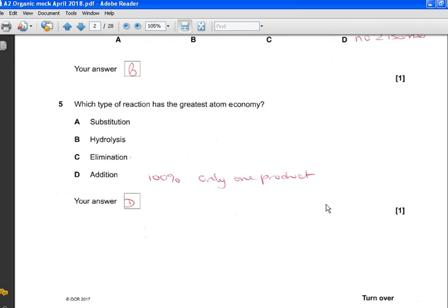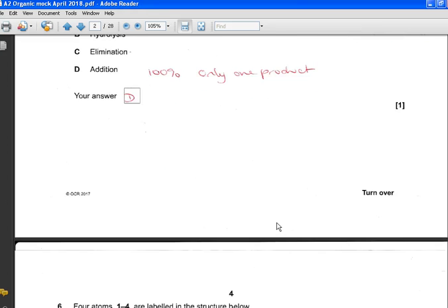Which type of reaction has the greatest atom economy? It is always going to be addition, because you only get one product from an addition reaction. If that's the product you want, it's going to be 100% atom economy.